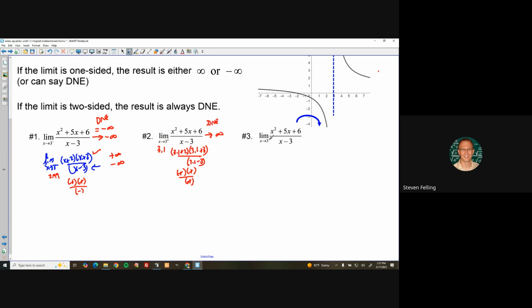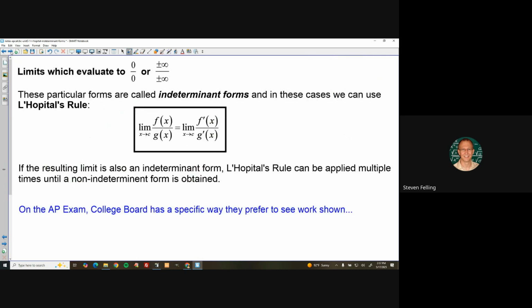Right? But if it doesn't specify a direction, as soon as I recognize I have an uncanceled 0 in the denominator, then I'm just going to say does not exist, because you're not allowed to say that infinities are equal to each other on the left and the right. So two-sided limits are always called does not exist. Okay, so uncanceled zeros in the denominator, and you have the vertical asymptote.